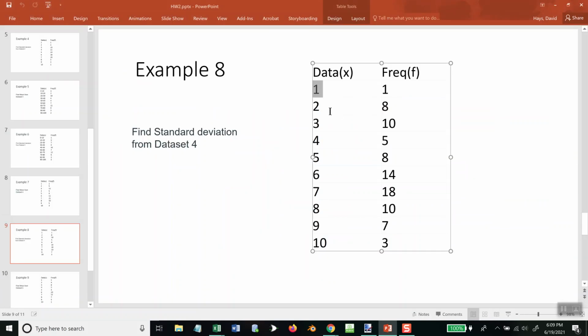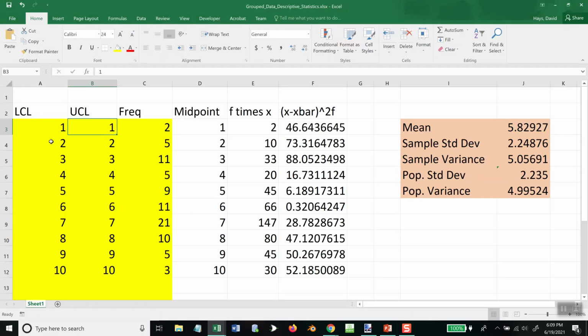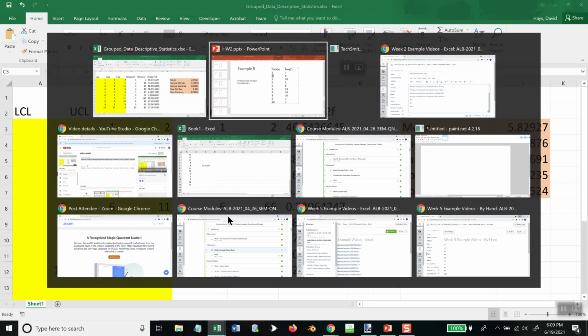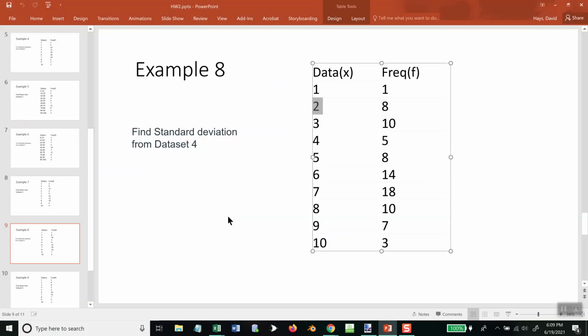My next one is the value of two. You put that both in lower class limit and upper class limit, and so forth. I've already got that filled in here, so I'm just going to put my frequency in there.